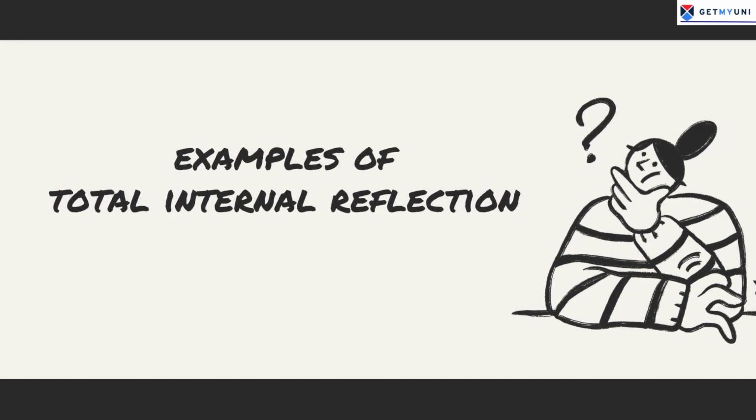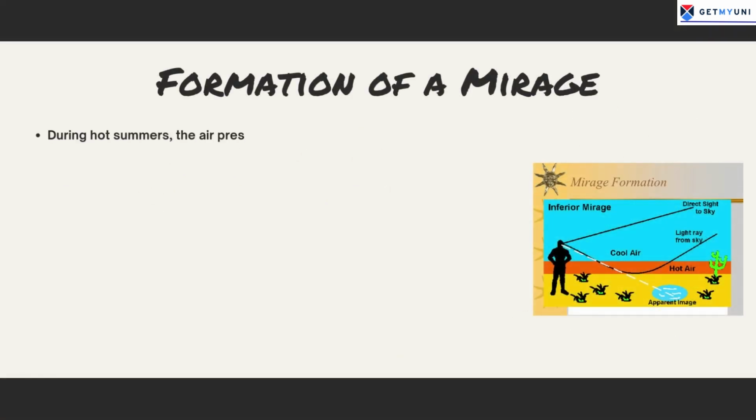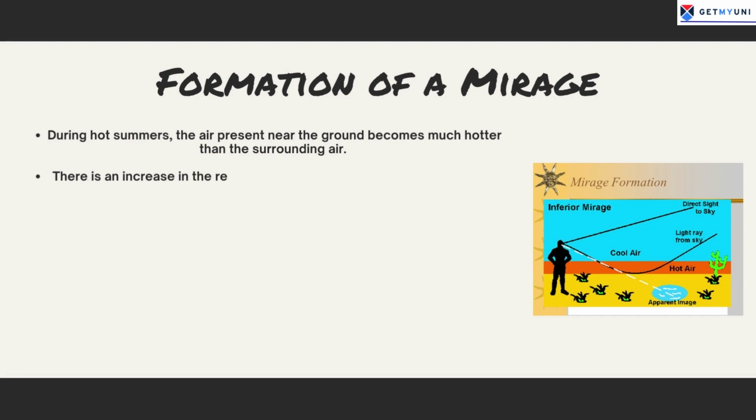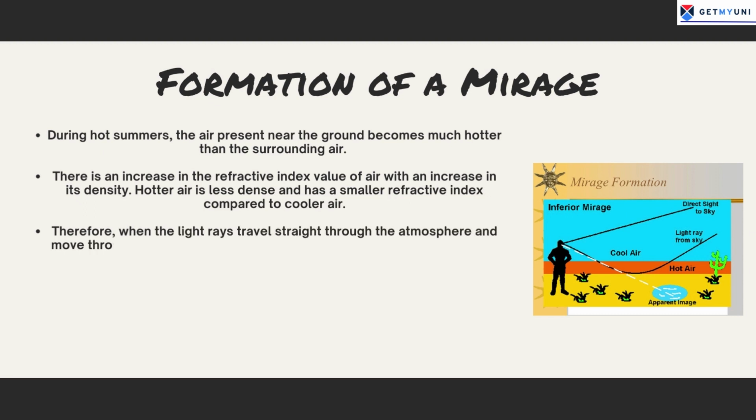Formation of a mirage. During hot summers, the air present near the ground becomes much hotter than the surrounding air. There is an increase in the refractive index value of air with an increase in its density. Hotter air is less dense and has a smaller refractive index compared to cooler air. Therefore, when the light rays travel straight through the atmosphere and move through the cold air into the hot air layer, it gets bent at the surface.